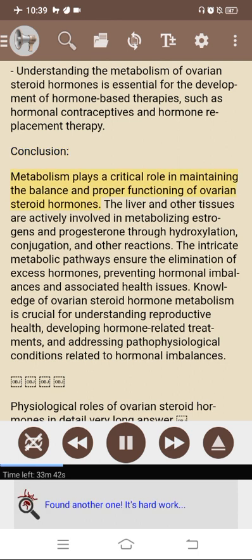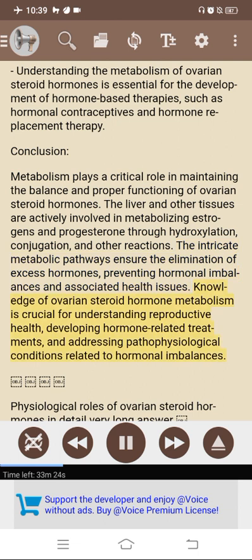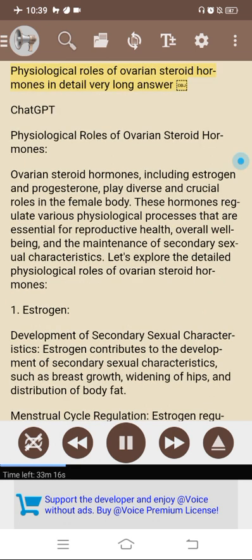Conclusion. Metabolism plays a critical role in maintaining the balance and proper functioning of ovarian steroid hormones. The liver and other tissues are actively involved in metabolizing estrogens and progesterone through hydroxylation, conjugation, and other reactions. The intricate metabolic pathways ensure the elimination of excess hormones, preventing hormonal imbalances and associated health issues. Knowledge of ovarian steroid hormone metabolism is crucial for understanding reproductive health, developing hormone-related treatments, and addressing pathophysiological conditions related to hormonal imbalances.